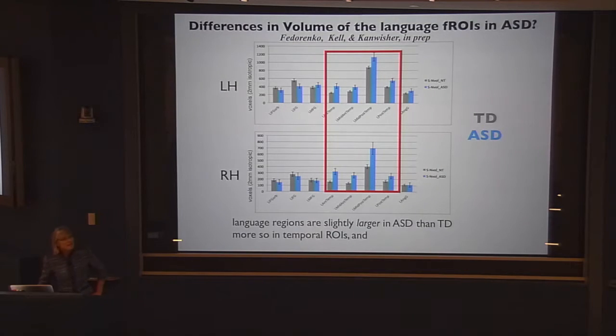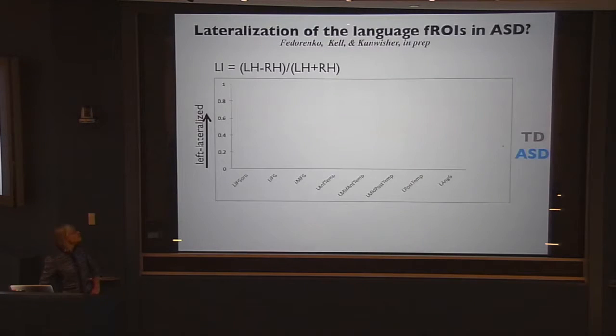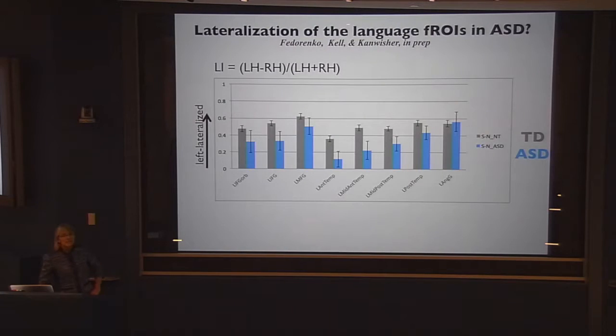That increase in size is greater in the temporal lobe than the frontal regions, and it's more so in the right hemisphere, leading to what turns out to be a pretty sizable difference in lateralization, where this is now a measure of how lopsided on the left are those activations. And what you see is that they are more lateralized in typical subjects than people with autism. So people with autism have bigger language regions, and there's more on the right.